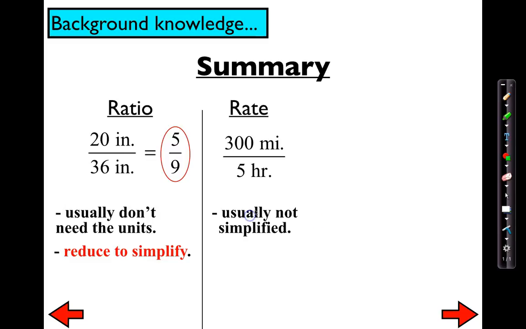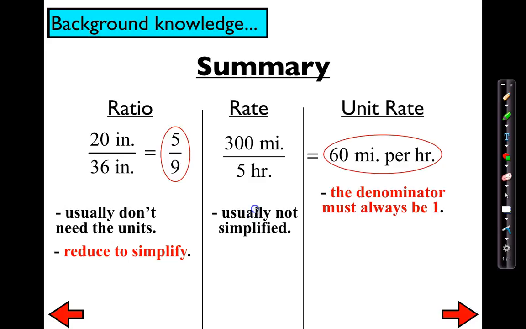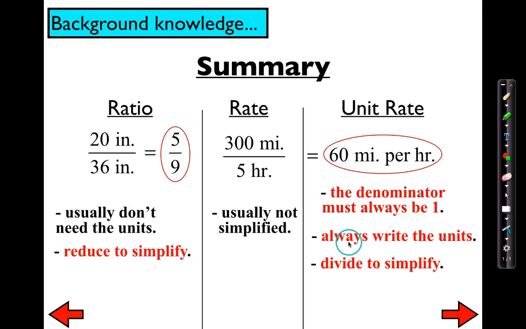Now as for rates, in this case it's usually not specified. For unit rate it's very specific. We need to make sure that the denominator has to be a 1. Okay, and we always write the units. So again, with rates we don't necessarily have a specific denominator, but unit rate must have a denominator of 1. And we divide to simplify, unlike ratios. Now there is an exception. When we are working with fractions, we also do divide to simplify, but that is our main exception. And of course, money usually goes on top, aka the numerator of our fraction.